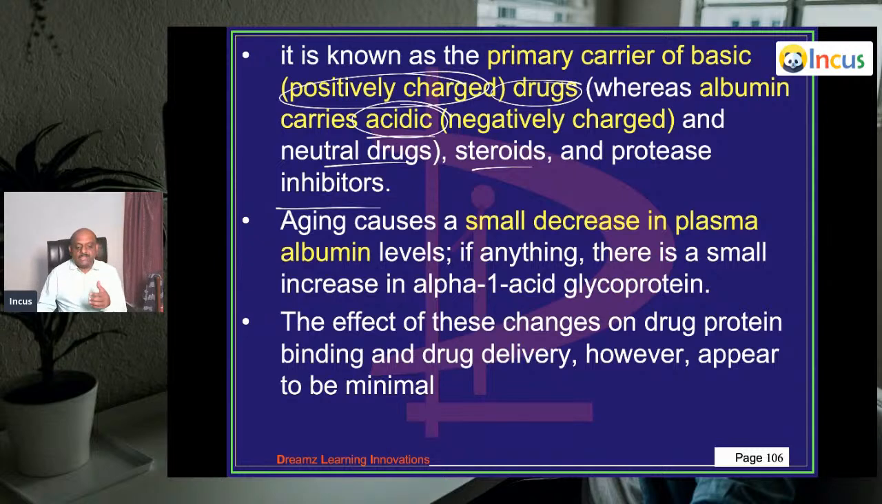So whenever we are aging, there is a small decrease in the plasma albumin levels.